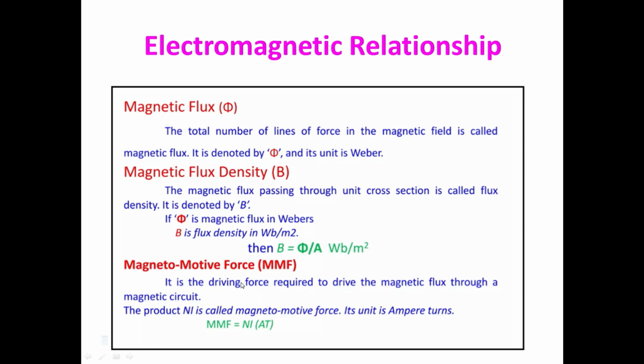Similarly, magnetomotive force, which is similar to electromotive force, is the driving force required to drive the magnetic flux through a magnetic circuit. This is a product of N and I. N is the number of turns, and I is the current flowing through the turns. Clear? So MMF can be increased either by increasing the number of turns or increasing the amount of current. So MMF is equal to NI.